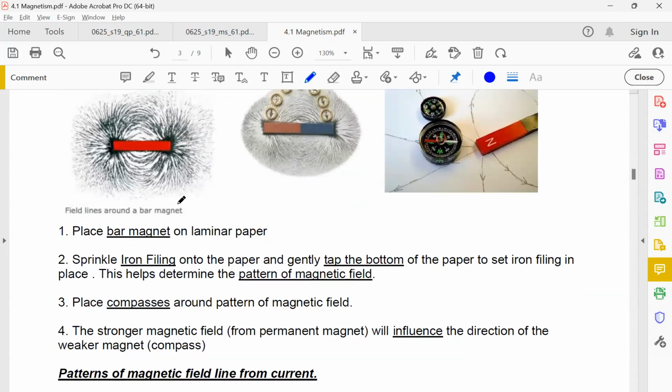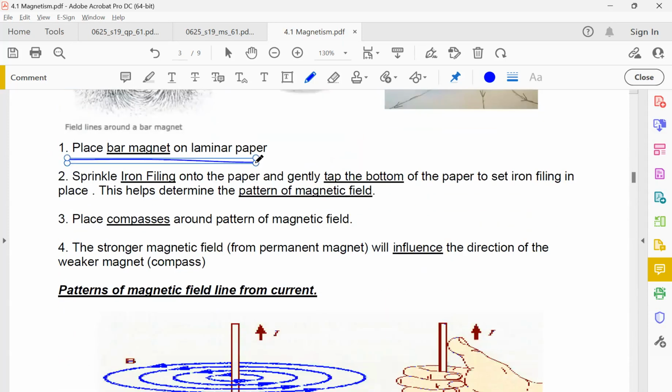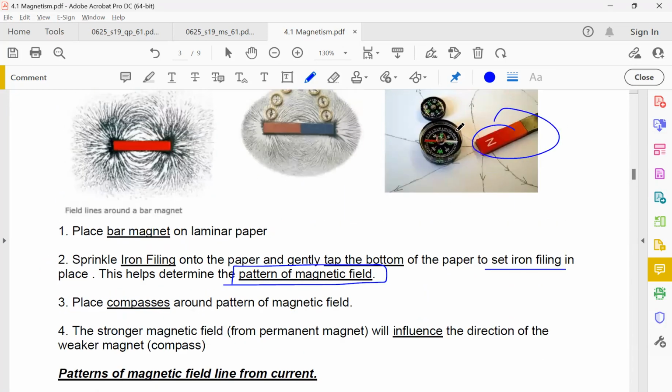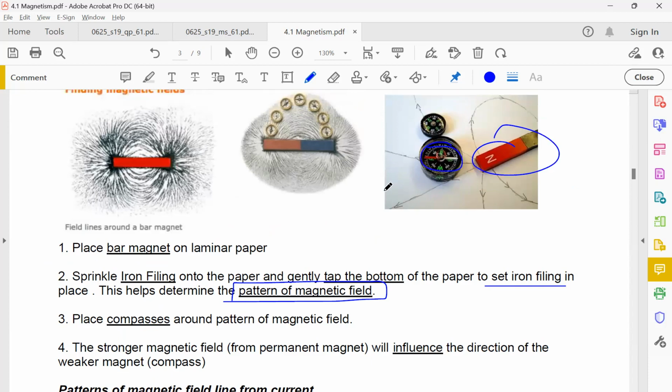Okay, anyways, if you look at these statements here: place the bar magnets on the laminated paper, right? Sprinkle iron filings on the paper so that it sets the iron filings in place. This helps determine the pattern of the magnetic field. The iron filings are only going to give you the pattern of the magnetic field. Then, in order to find the direction, you need the compasses, because the stronger magnet will always influence the weaker magnet. In this case here, this is obviously the stronger magnet, and this is the weaker magnet. Okay, this will be asked in the exam, so you must know this.